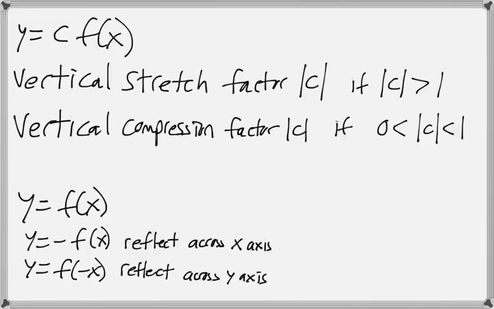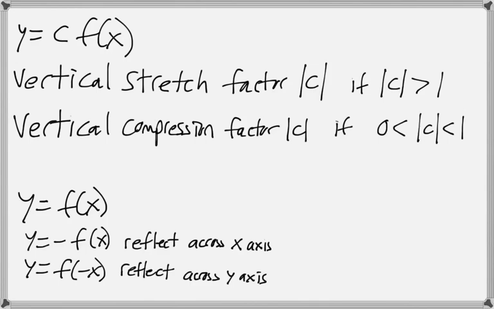So shifts aren't the only transformations that our functions can have. They can also be stretched, compressed, and reflected. So if you see a number being multiplied in front of the function, so all of our transformations so far with the shifting have been adding and subtracting. So if you multiply the function by something, then this is going to be a vertical stretch or vertical compression. And it depends on what the number is.